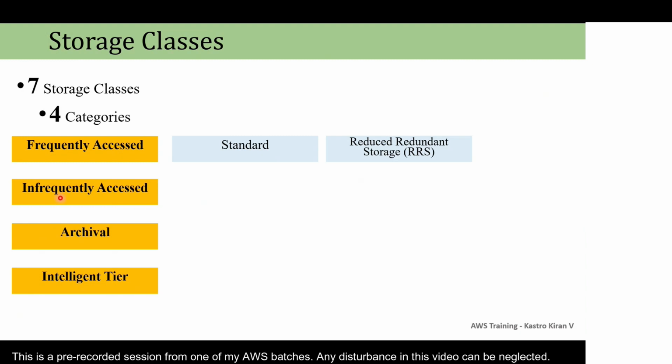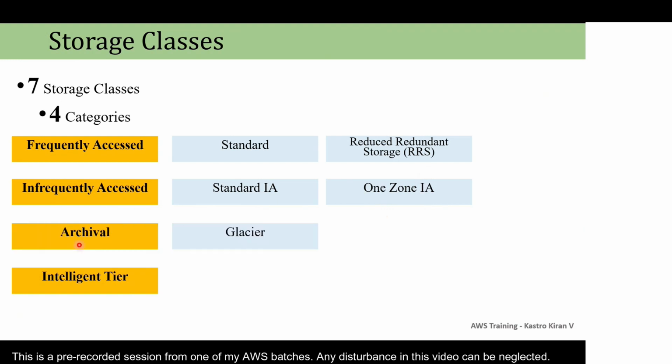And then in infrequently accessed, we have a thing which is called standard IA. IA means infrequently accessed. Okay, standard IA, that means standard infrequently accessed. And the next one is one zone IA.